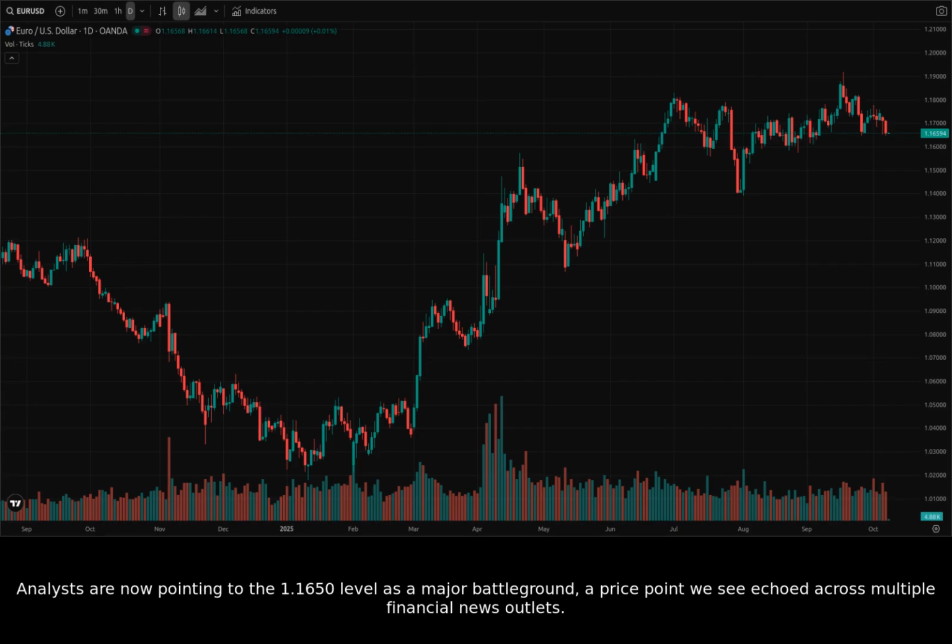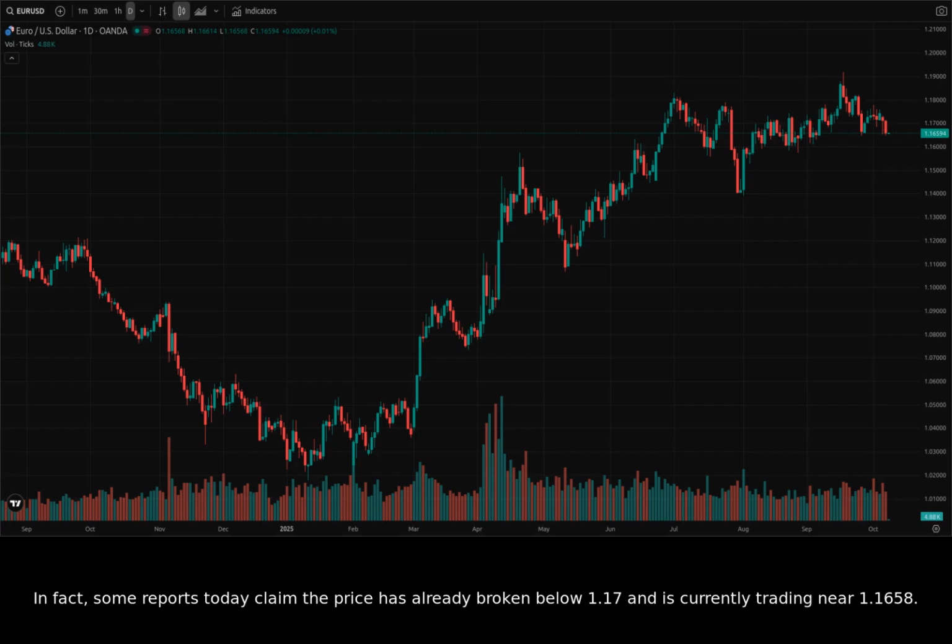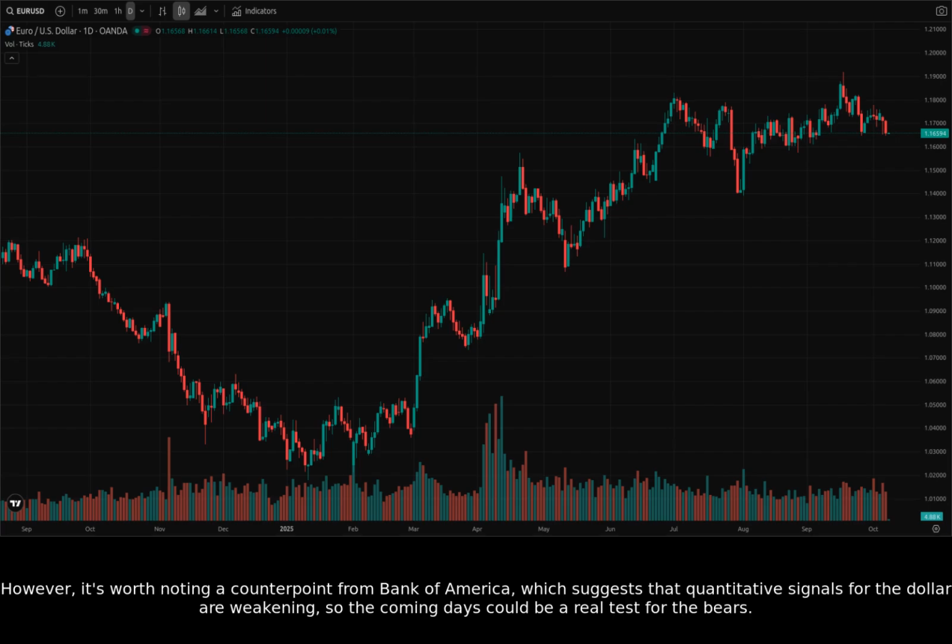Analysts are now pointing to the 1.1650 level as a major battleground, a price point we see echoed across multiple financial news outlets. In fact, some reports today claim the price has already broken below 1.17 and is currently trading near 1.1658. However, it's worth noting a counterpoint from Bank of America, which suggests that quantitative signals for the dollar are weakening, so the coming days could be a real test for the bears.